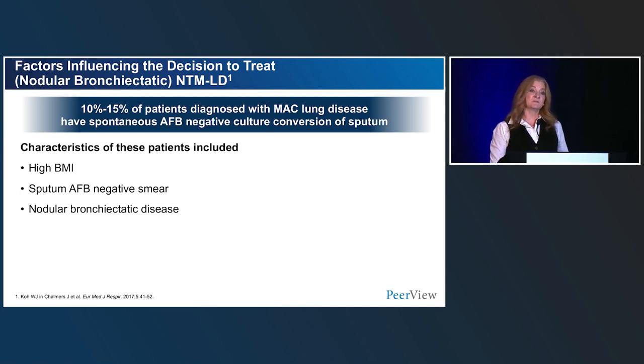But characteristics of those patients included patients with a higher BMI. So as I referenced, it's just going to give you a better sense of maintaining their weight, good nutrition. They're not having some sort of insidious weight loss. Sputum AFB that is smear negative, so that may be more suggestive of a lower burden of disease. And then patients with a nodular bronchiectatic disease phenotype, so the absence of cavitary disease.